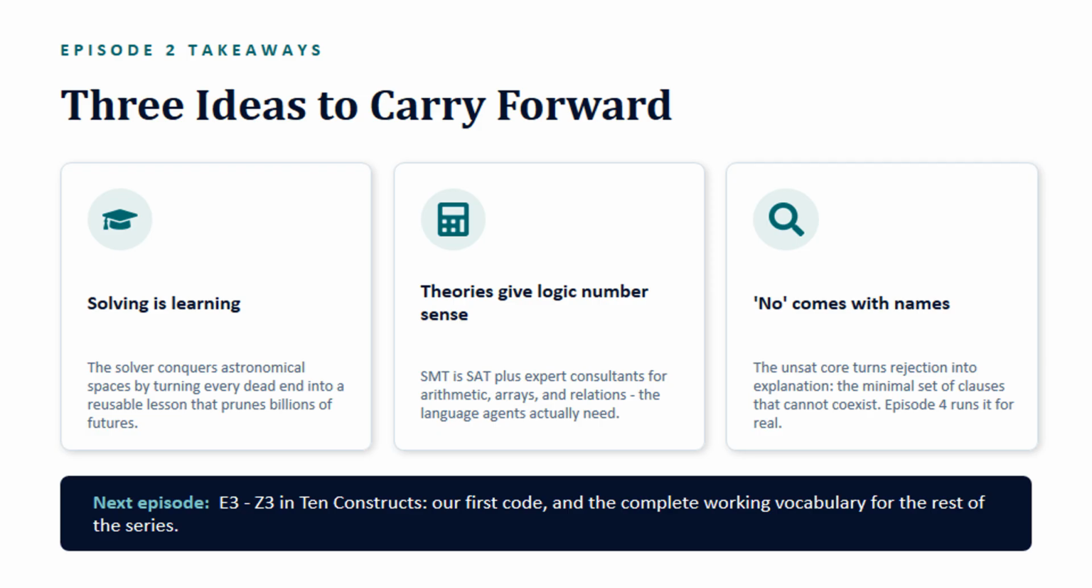Next time the training wheels come off, just slightly, episode 3 is Z3 in 10 constructs. Our first real code, and the complete working vocabulary you will need for every case study that follows. 10 small pieces, each in 20 lines or fewer. If you have never written a line of Python, come anyway. You will be surprised how far the intuition from today carries you. See you then.